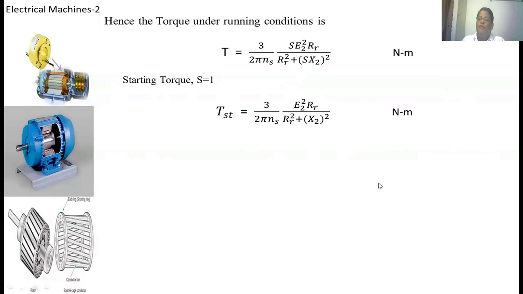Suppose you want to find the torque developed in the induction motor at full load. At full load, whatever slip is maintained by the induction motor, that value you have to take here. Then whatever torque we get is the full load torque. In this manner, by taking the slip at any value of the load, we can calculate the torque developed in the induction motor at any value of the load.